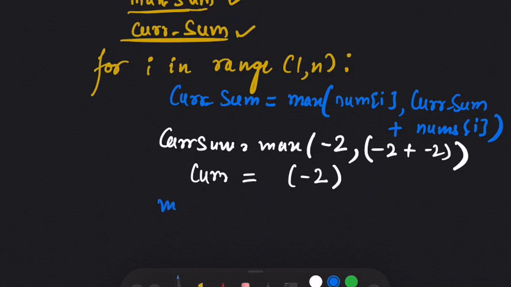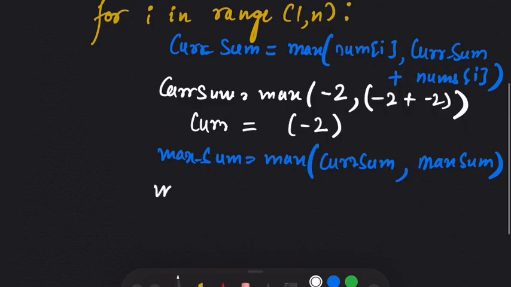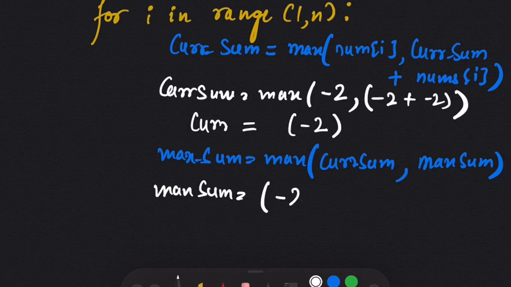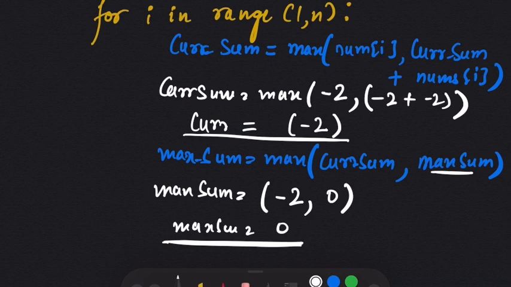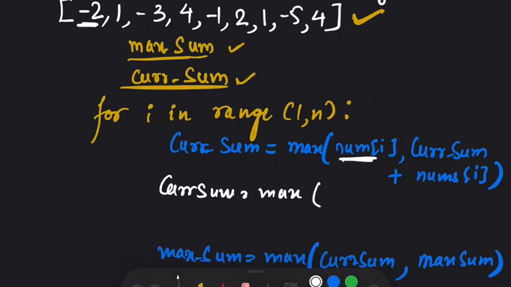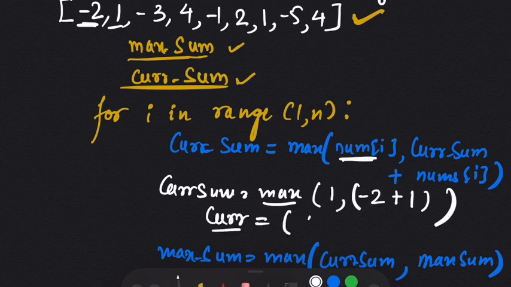Next, we also maintain a max sum and we maintain that using the max of current sum and max sum. So the max sum will be the max of the current sum, which is currently -2, and max sum, which is initialized at 0 in the beginning. So the maximum of these two is 0. So in the first loop, our current sum is -2 and our max sum is 0. So the next number is 1 and our current sum will be equal to max of 1 and -2 plus 1, and current sum will be equal to 1.